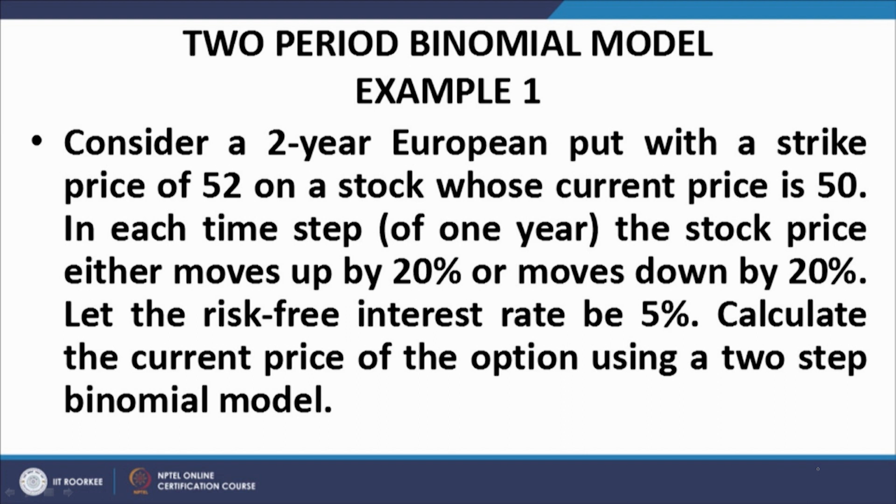So, the data that is given to us is the current stock price; the up and down swings are given in terms of percentages. The life of the option is 2 years and we have to model it as a two-step binomial tree, and the risk free rate is also given as 5% per annum continuously compounded.